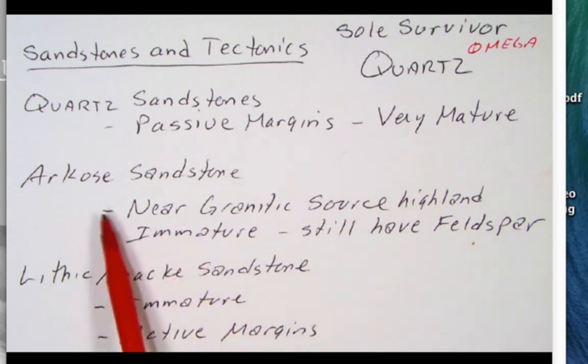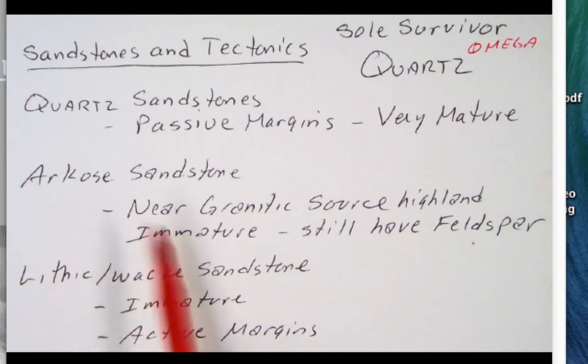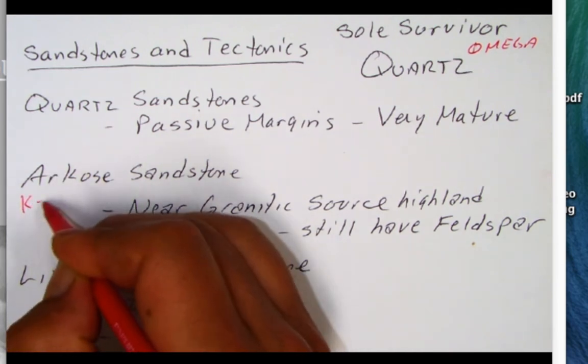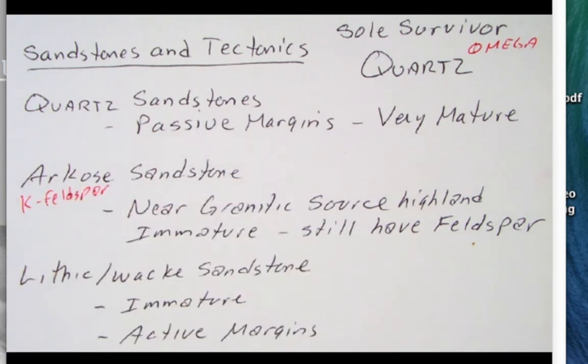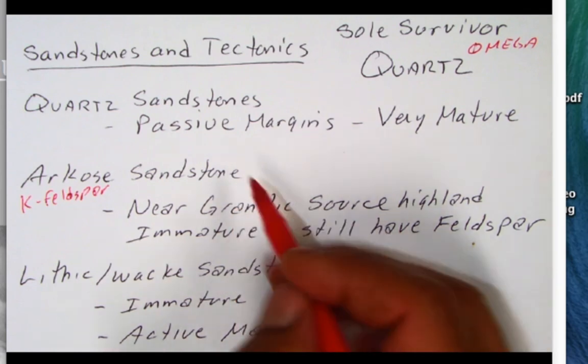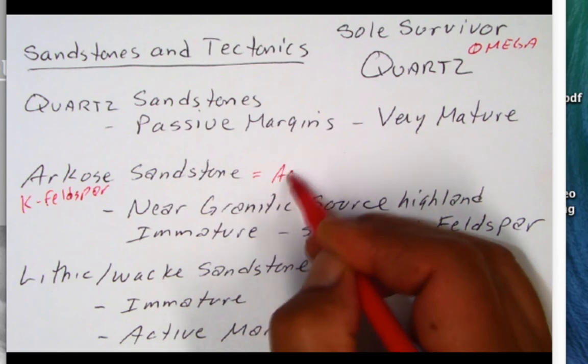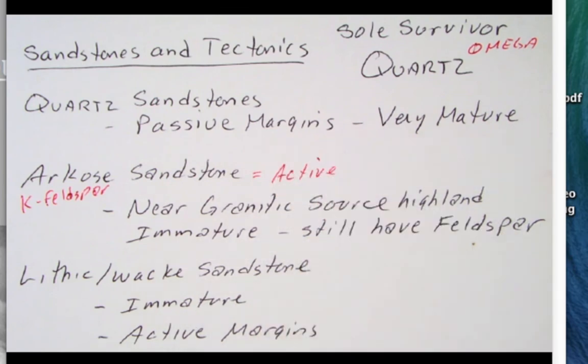whereas this other sandstone, arkose, remember this one has K feldspar. These potassium feldspars would indicate that there must be some granite nearby, some highland. So these are relatively immature because they're being eroded from this nearby highland. So it could be an active margin, certainly a continental region where there are high mountains, which would indicate it's probably near an active margin. So arkose sandstones are typically active margins instead of passive margins.